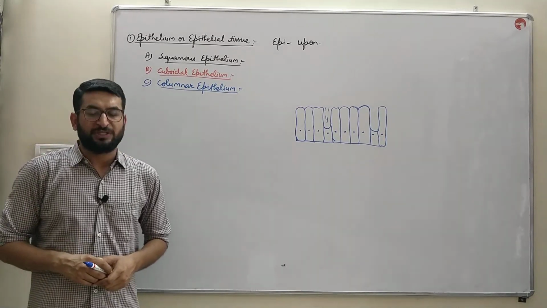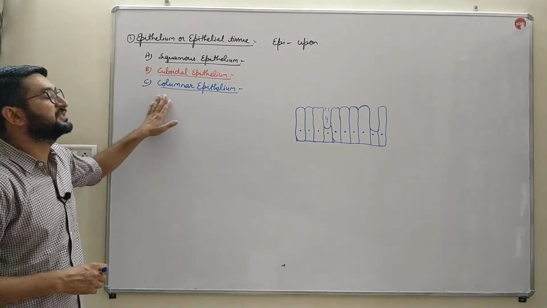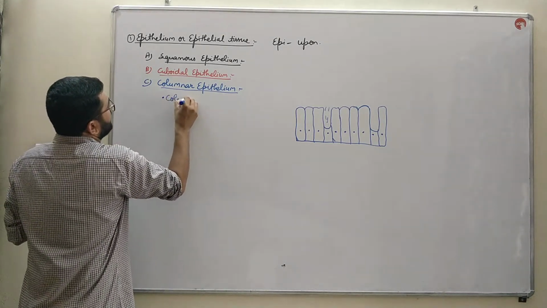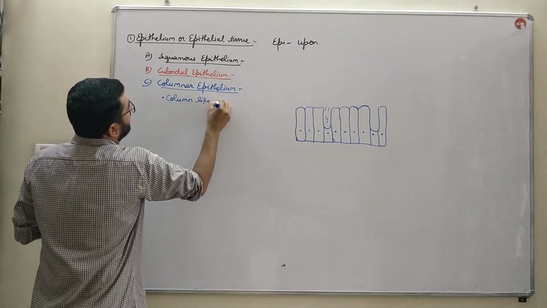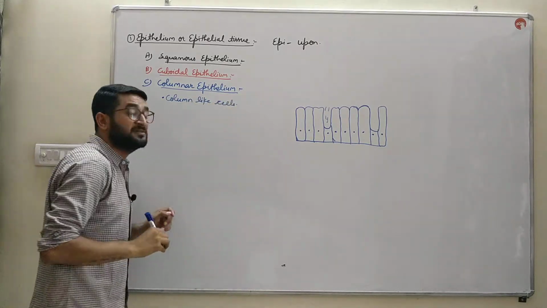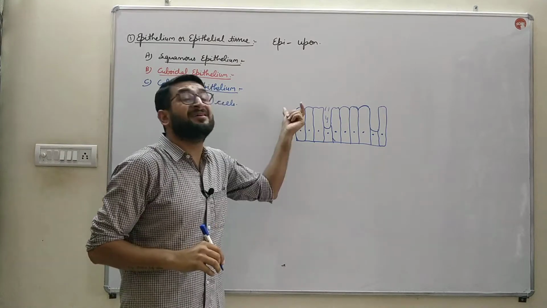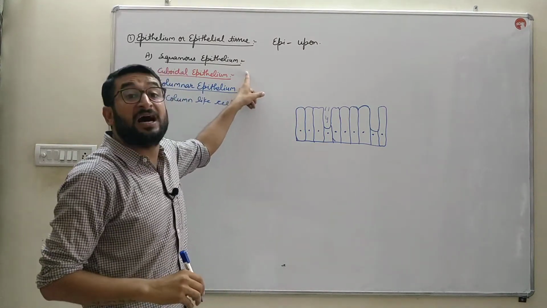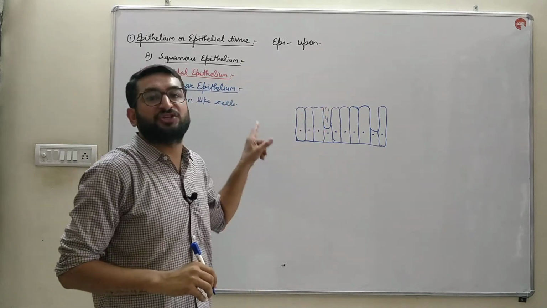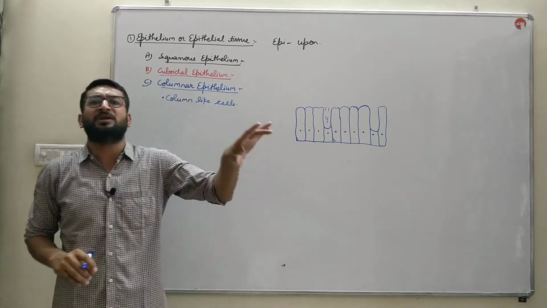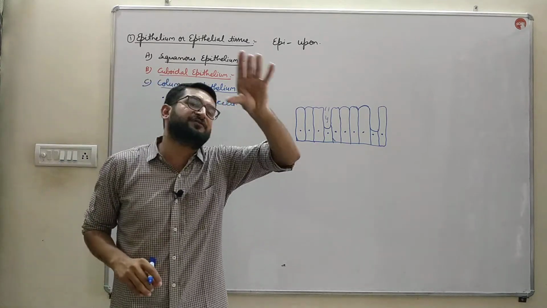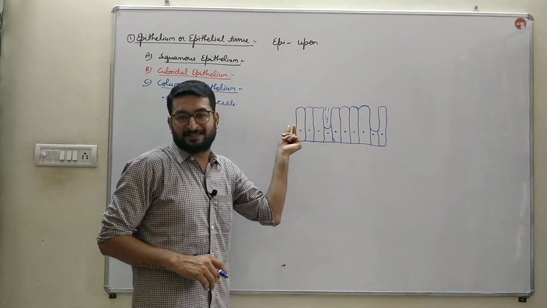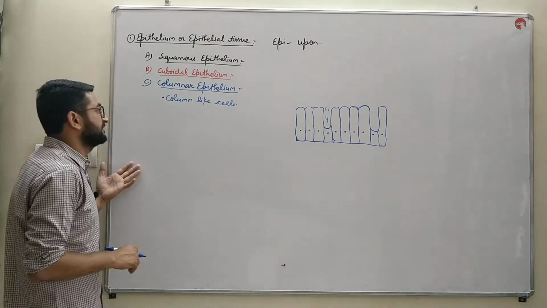The next type of epithelial tissue which we have to discuss is columnar epithelium. This epithelium is composed of column-like cells. What does it mean? They are more in their length and less in their width. The cuboidal epithelial cells are somewhat squarish in shape, equal in diameter, equal width from all sides. But this is not like that. In this case, the length is more and the width is less. So these are column-like cells.